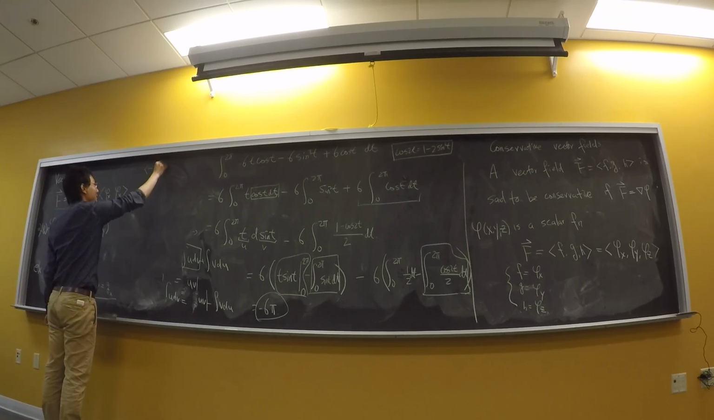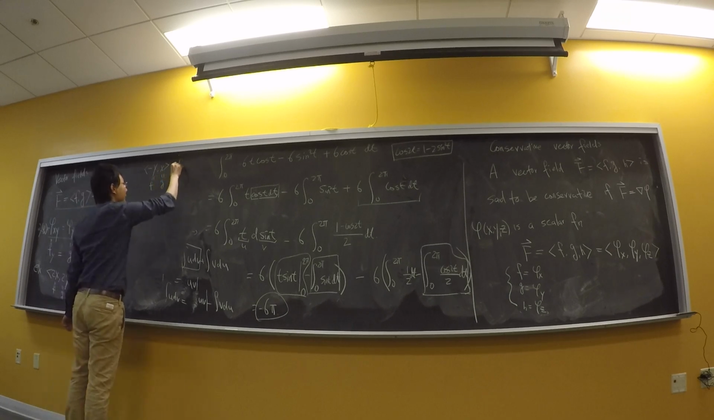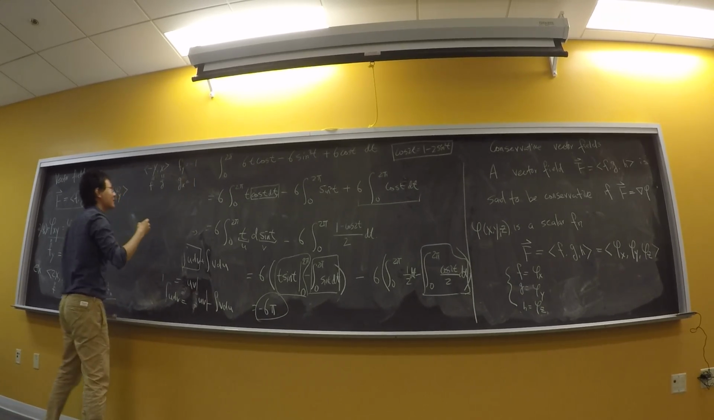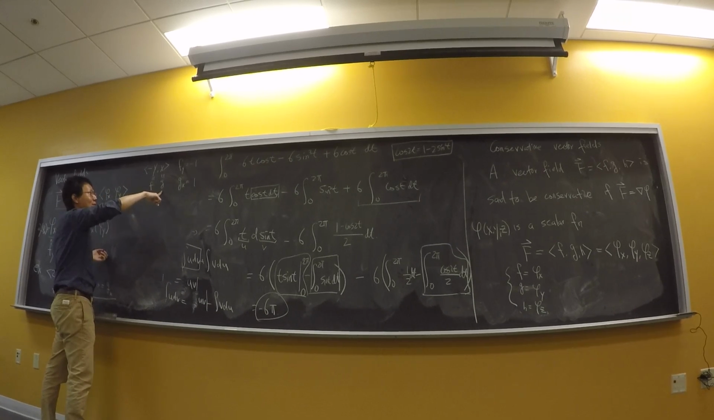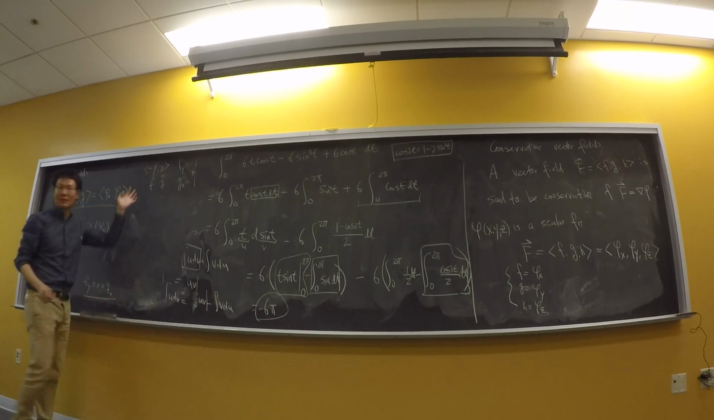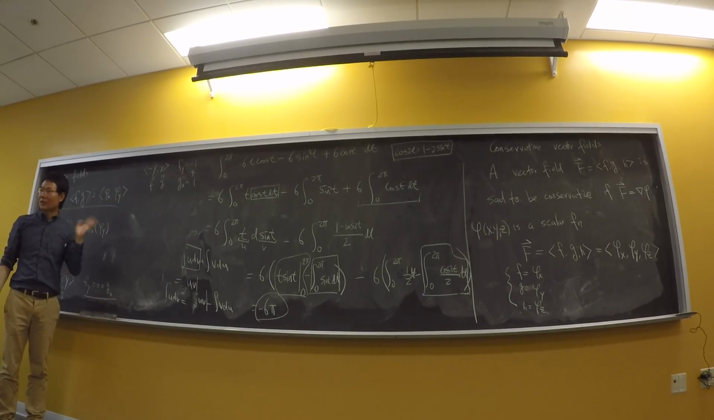Minus yx. This is my f. This is my g. F sub y is equal to minus 1. G sub x is equal to 1. Am I right? This is f, this is g. Taking the partial derivative of g with respect to x, I'm getting 1. These two are not equal, and that's why this is not conservative.